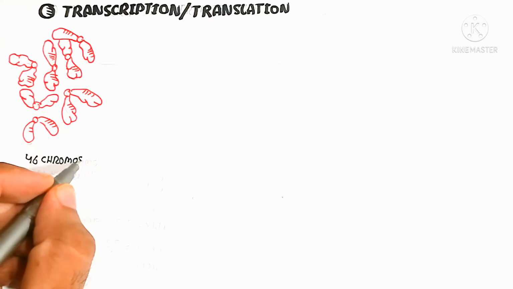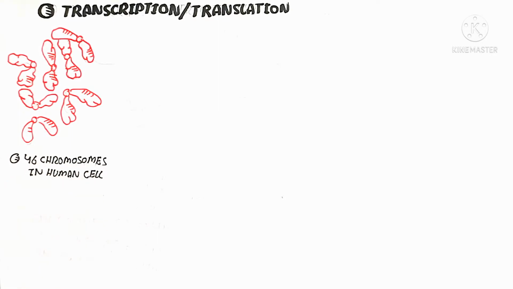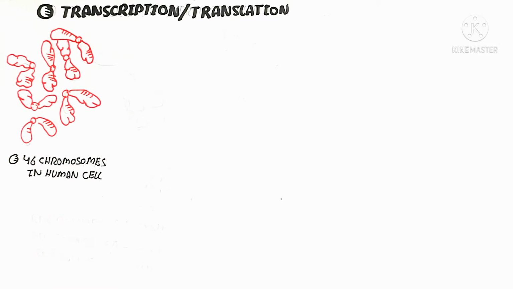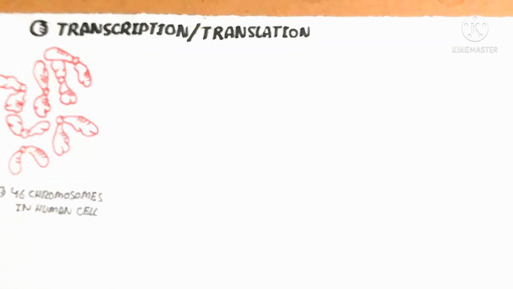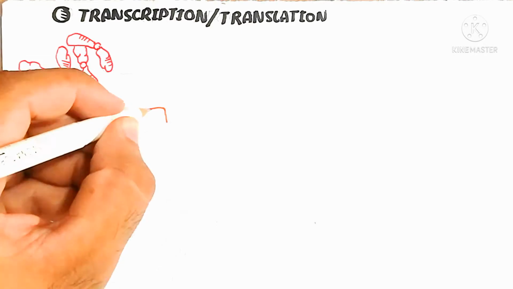So here is the chromosome, basically the 46 chromosomes in a human cell, which is diploid. Half come from the mother and half come from the father. So here is the nucleus. Basically here is the nuclear membrane. So remember that. Here is the nuclear membrane, which contains channels, the nuclear pores. So let's begin to understand.